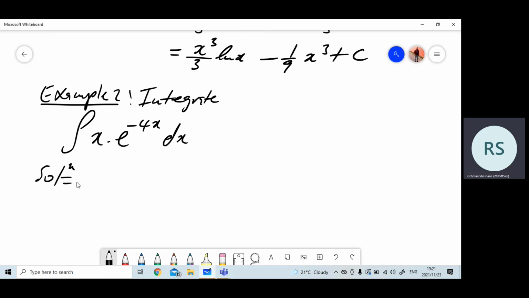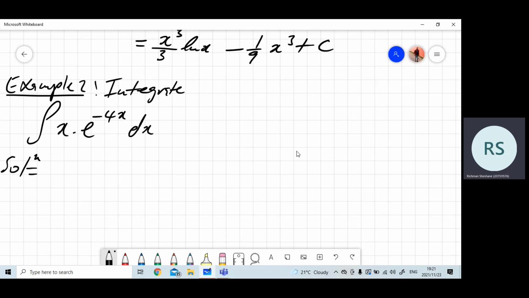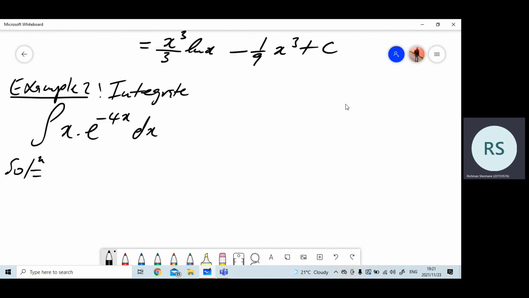Again, you see you're integrating a product of two functions. Don't confuse this with the standard integral from Maths 1. Let me remind you of the exponential standard integral. When we integrate f prime e to the f of x dx, the integral according to this formula is e to the f of x plus c.